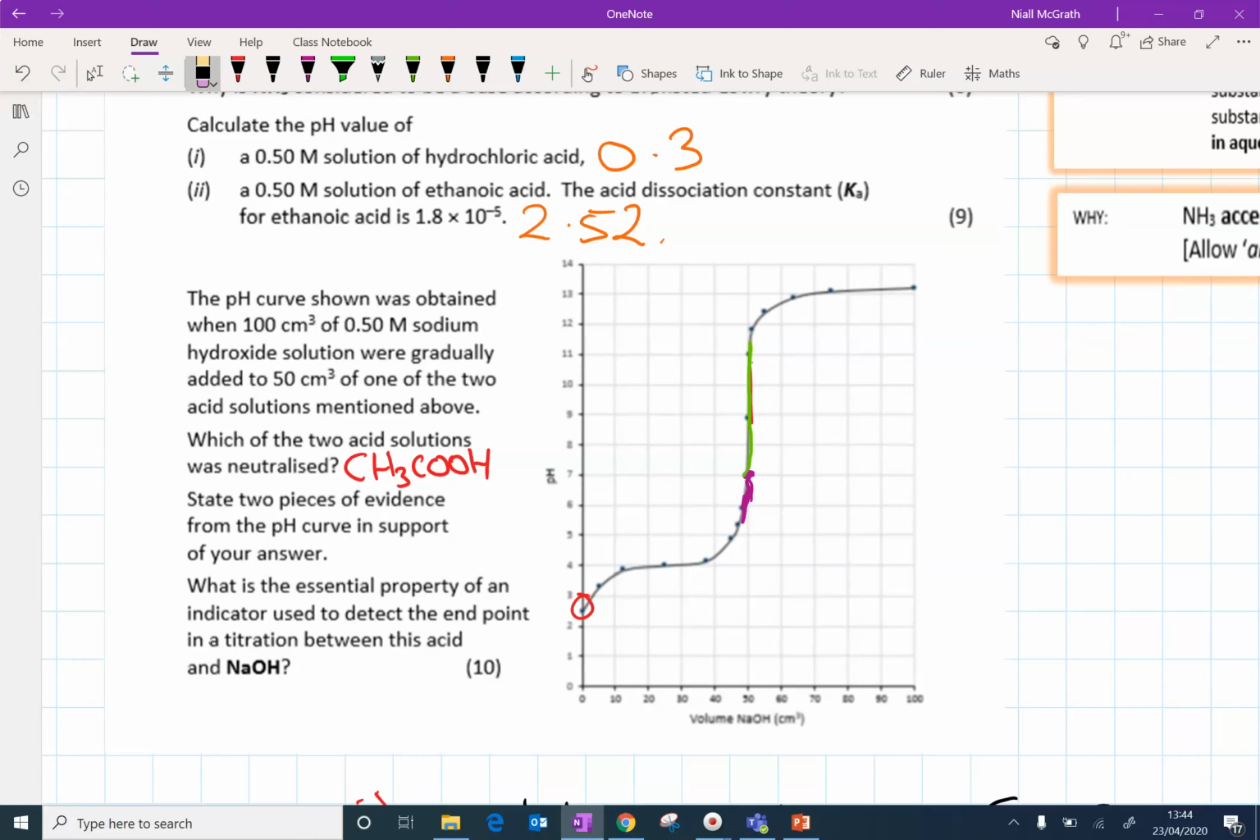So methyl orange definitely won't work, and litmus wouldn't be the best either. Phenolphthalein would probably be the best one there because its range is between 8 and 10. But as long as the range of the indicator is along that straight line, then it is a suitable indicator.